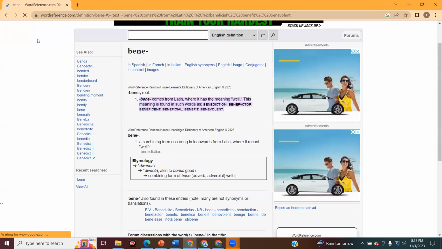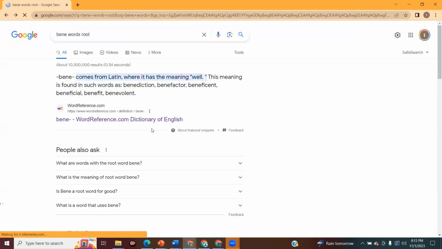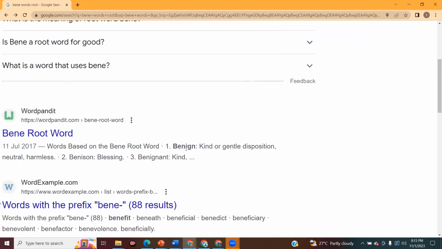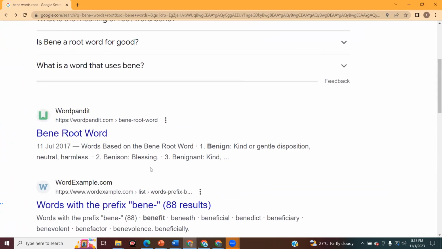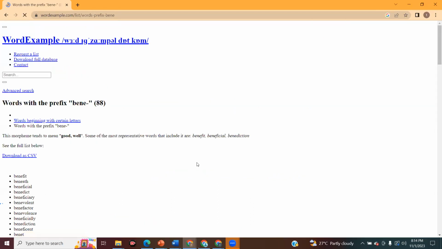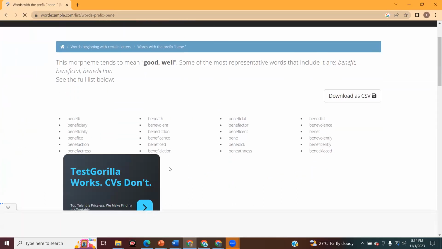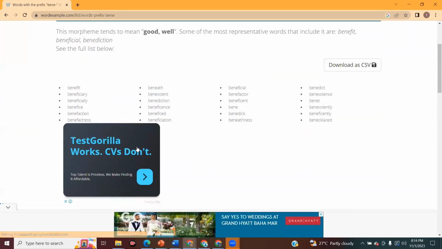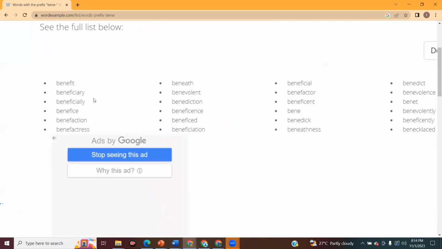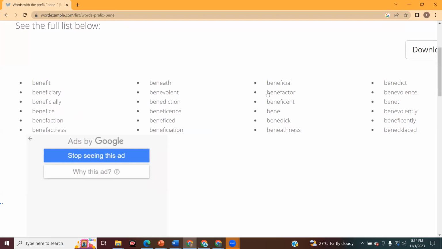Do they have a list? I want a list. Beni root words. Benign means a kind or gentle disposition, neutral or harmless, right? Beni means obviously something that's good for you. All right, so they have a good list. So all these words: benefit, beneficial, benefactor.